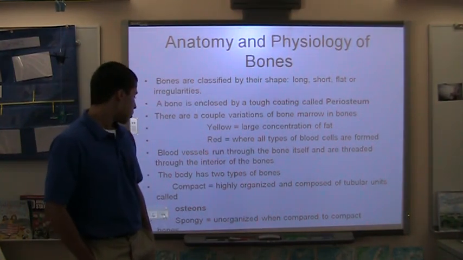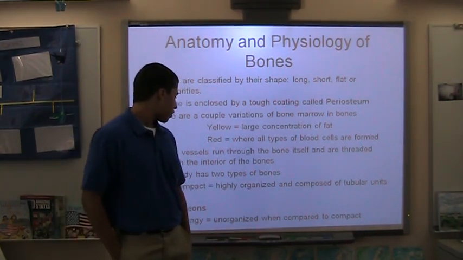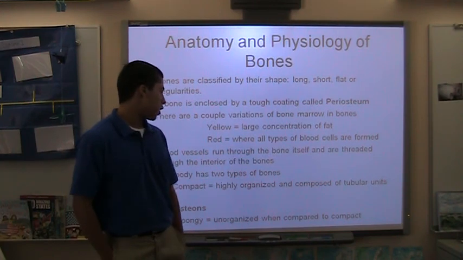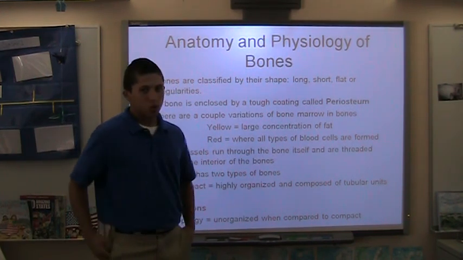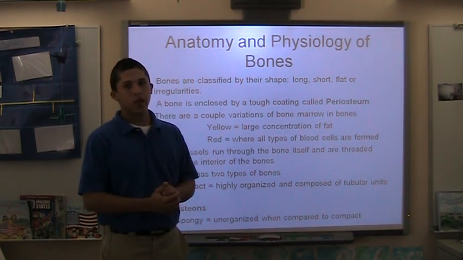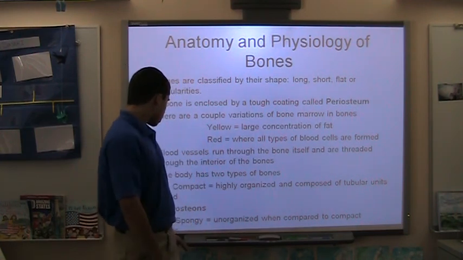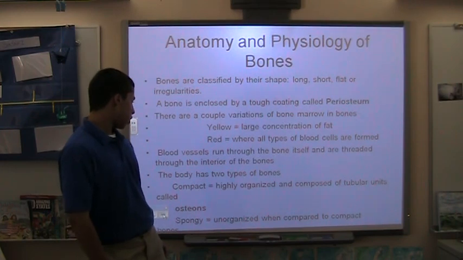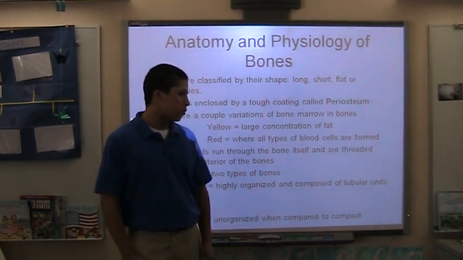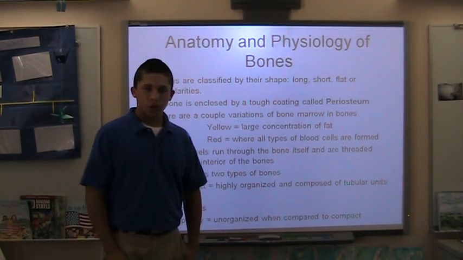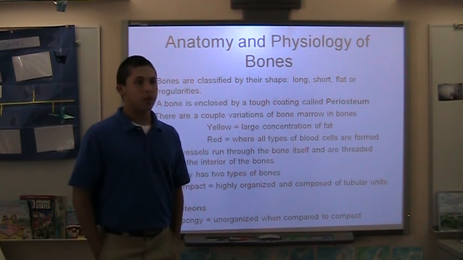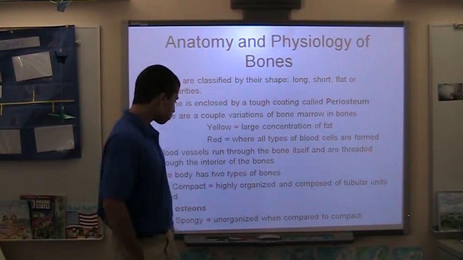The body has two types of bones. Compact bone is highly organized and composed of tubular units. This is basically the outside of the bone that everybody sees, like the white part. And then spongy bone is unorganized compared to compact bone. The spongy bone is what's inside the bone and makes up the interior structure.